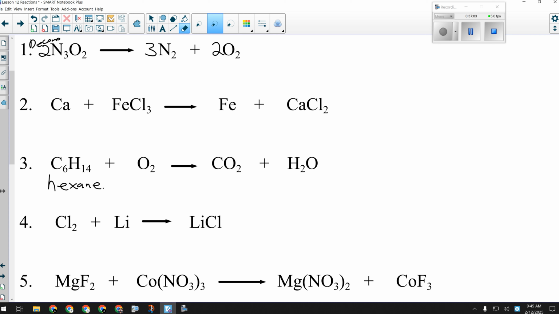So this stuff is still going to be trinitrogen dioxide. This 3, same thing. Doesn't change the name of this stuff. This is still just nitrogen. And again, there's always a temptation here to put a prefix on that. You only use prefixes in a compound. Is this a compound? This is just an element. Elements don't get their names changed. This is just nitrogen. And this is just oxygen.